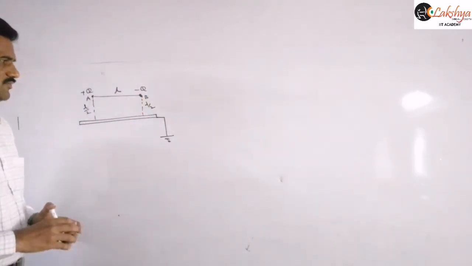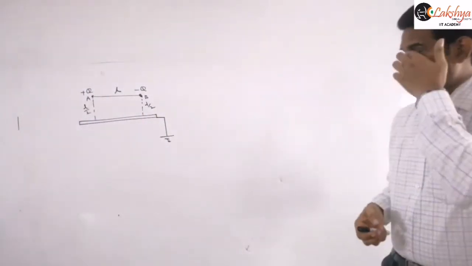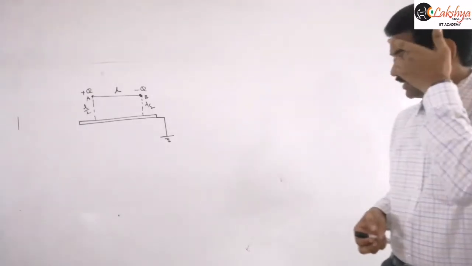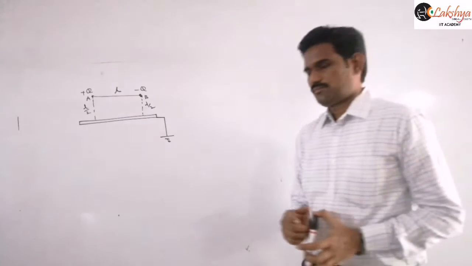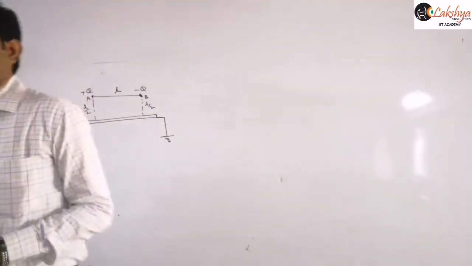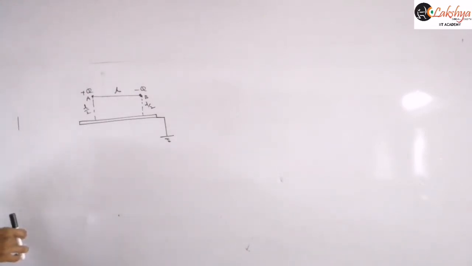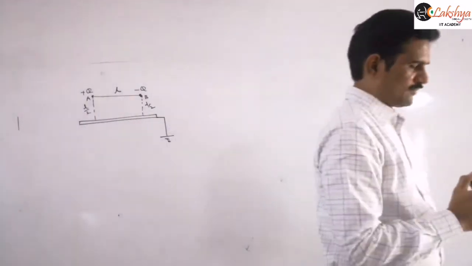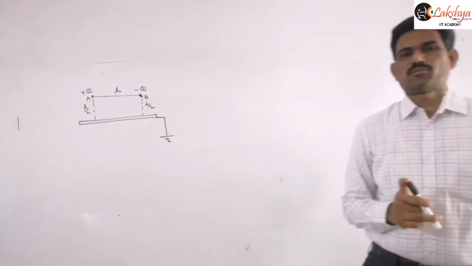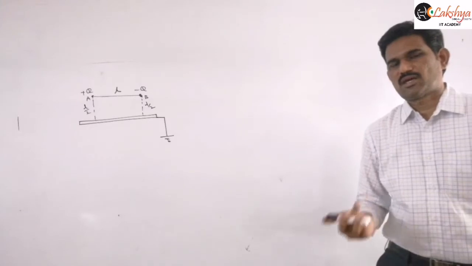Now our question in the given configuration, we'll write that problem. Two point charges plus q and minus q are placed at a separation L from each other, and L by 2 from the conducting plate as shown in the figure.